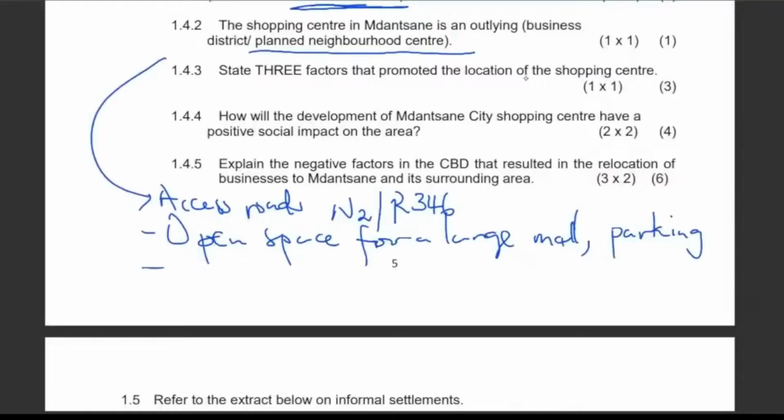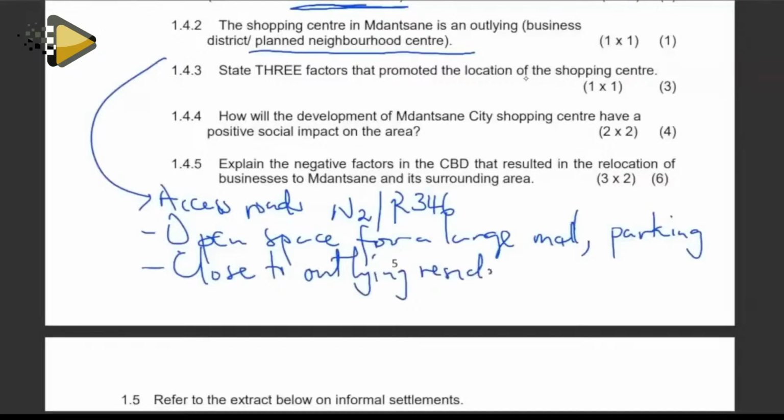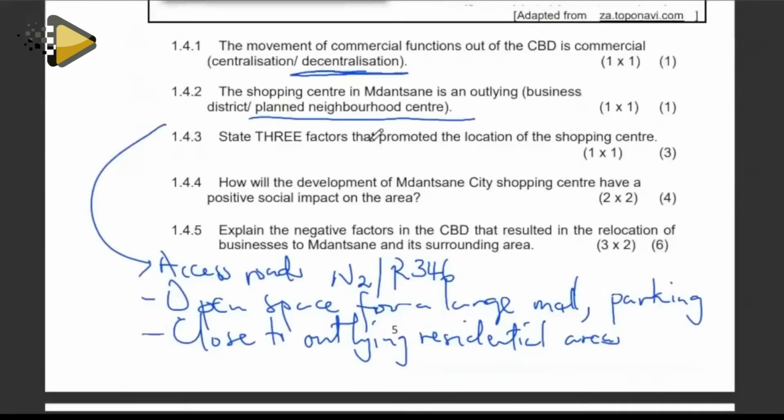And also we can check, it is close to outlying residential areas. So for that reason, they have a market base. There's a market because it's close to the outlying residential areas. And mainly in those outlying residential areas, that is where we find the most affluent customers, customers who can afford, who are mainly the wealthy clients. So they tend to support those businesses because of their level of income. So basically, those are some of the factors that favor the location of that particular shopping center.